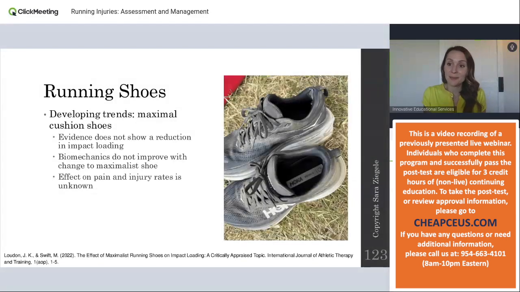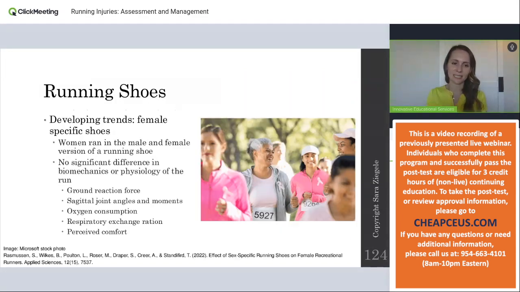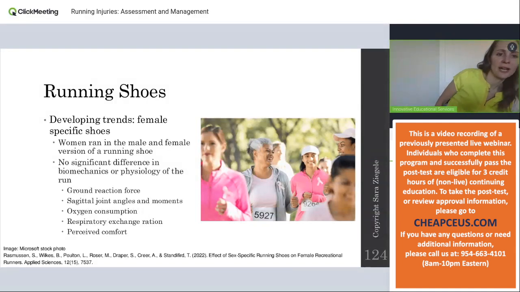There's a big trend in the past maybe 3 or 4 years for maximal cushion shoes. The evidence doesn't really show that it changes the impact loading. There's not an innate biomechanical difference in how someone runs when they wear a maximalist shoe. So we don't know the effect on pain and injury. So at this point, it's kind of a maybe, it might help, but we don't necessarily have any evidence that it does. A similar evolving trend is female-specific shoes.